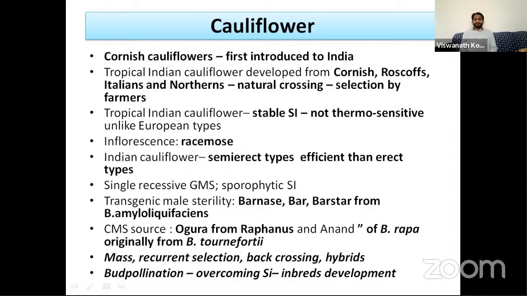The inflorescence of cauliflower is racemose, whereas the inflorescence of cabbage is catkin. In Indian cauliflower, generally we prefer the semi-erect types over the erect types. Male sterility was transferred into cauliflower through recombinant DNA technology. The Barnase gene governs the male sterility. The Barnase gene was isolated from the bacterium Bacillus amyloliquefaciens, whereas the Bar gene is the herbicide tolerant marker gene, and the Barstar is the restorer gene.